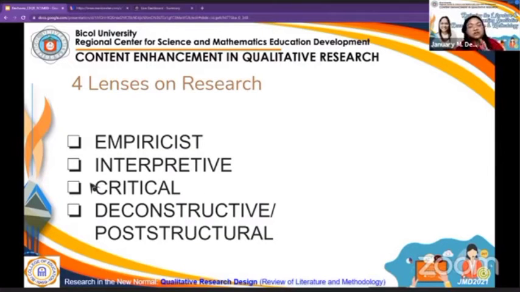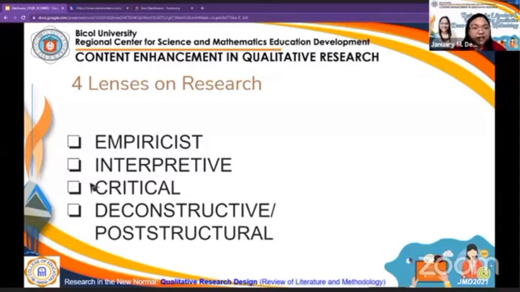But the difficulty with students in terms of using the four lenses of research is sometimes our students are not aware that they are incorporating a certain assumption and belief. And the second is some students cannot decide whether they will incorporate this particular lens in their study.